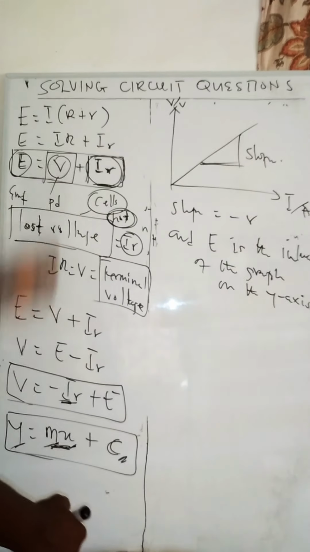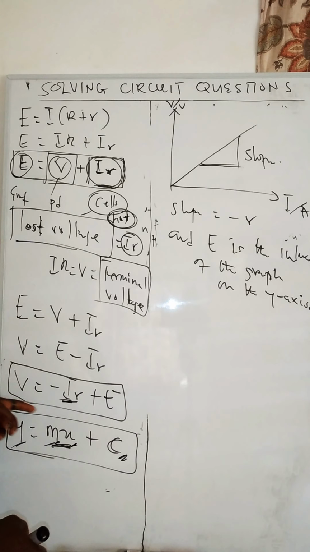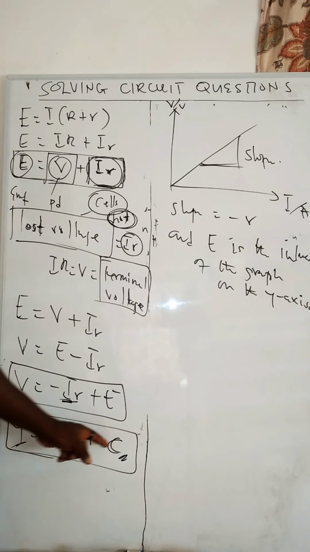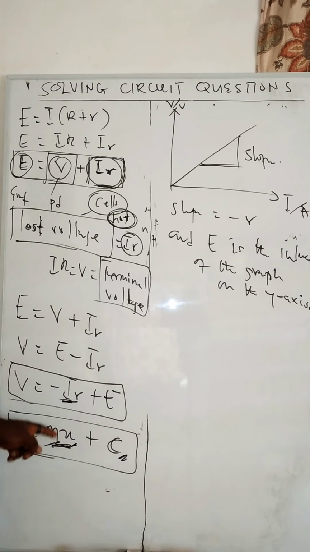Okay, so anytime you have a graph of V against I, and from this relation, you have to compare the graph to y equals mx plus c, so that the EMF becomes equal to the intercept, and then the slope becomes equal to negative r, since you have plotted V against I, and this is what we get. Okay, let us try and solve a few questions.